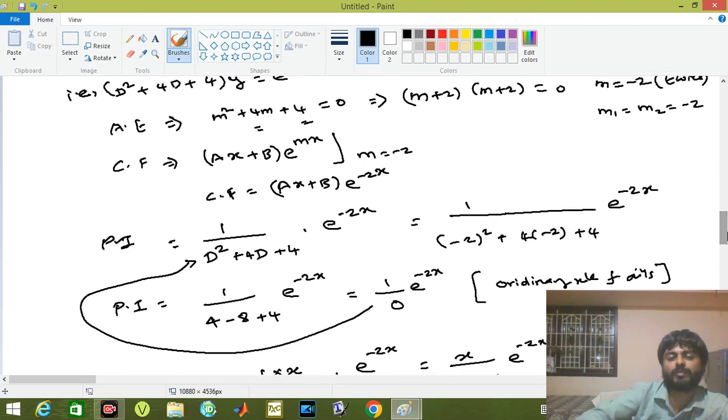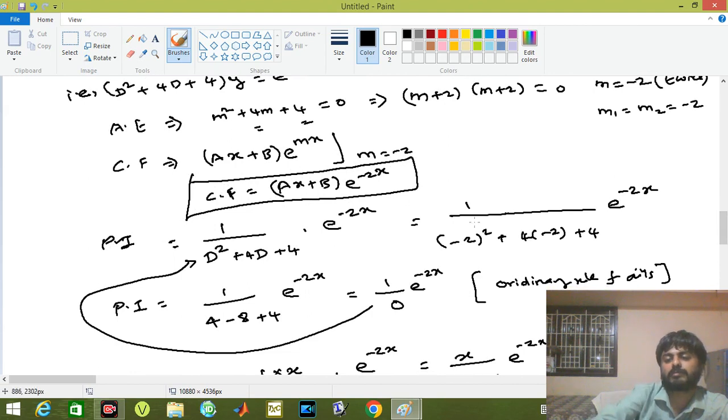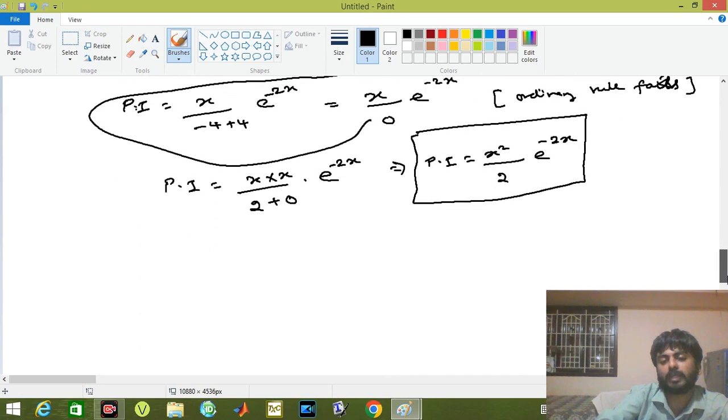So we have to find the solution. How to find the solution? The solution is nothing but y equal to CF plus PI. Y equal to CF plus PI.